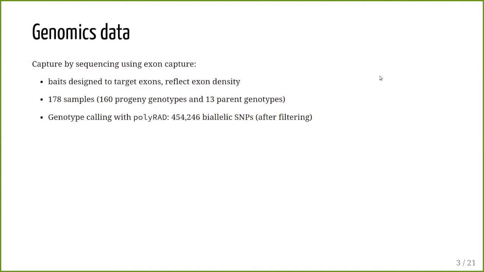The variant calling was originally done with freebayes. And then later we tried to improve the genotype calling by using polyRAD. And so in the end, after doing a filtering based on the quality of the reads, the minor allele frequency, the missingness, etc., we obtained a bit less than 500,000 biallelic SNPs in this data set. So it's quite a big data set in terms of the SNPs that we have.